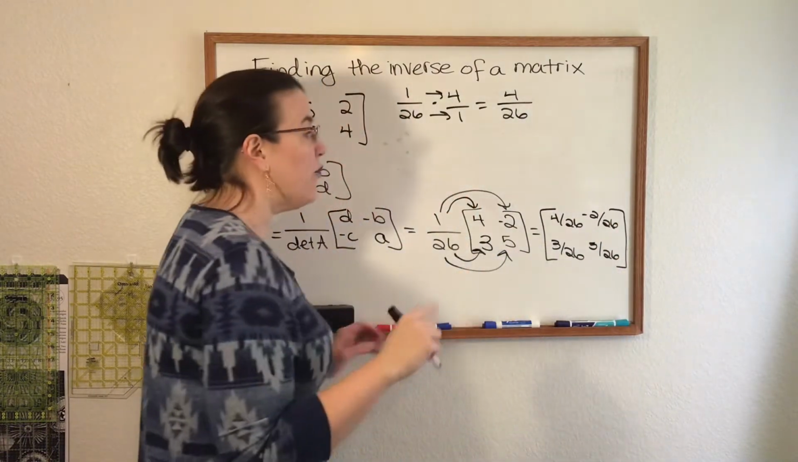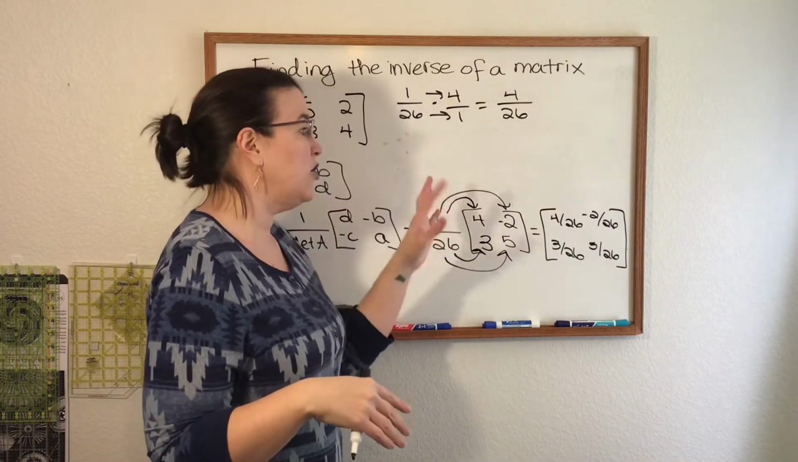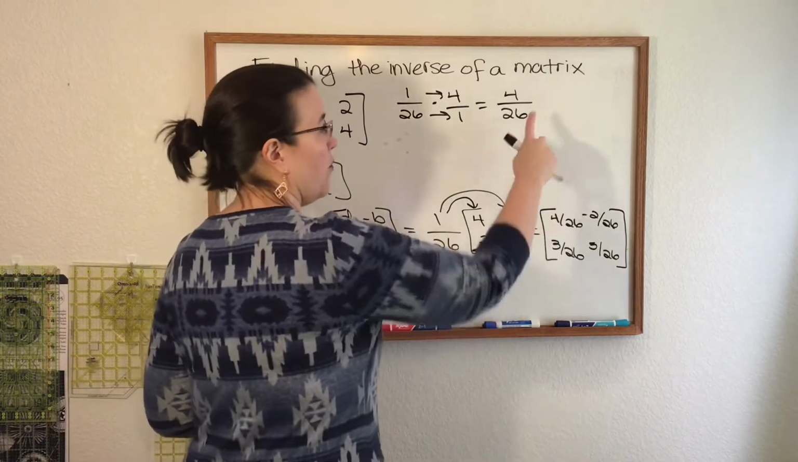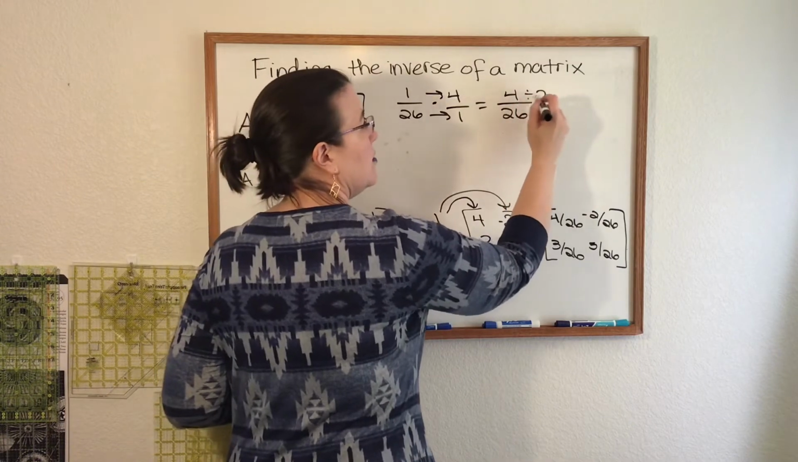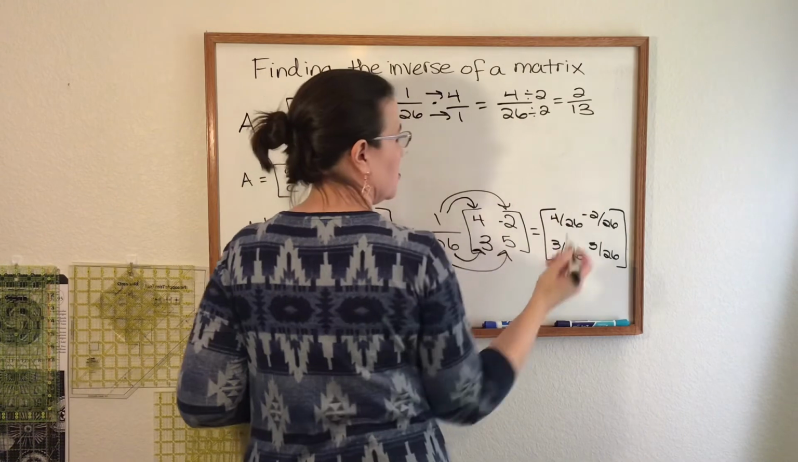Okay. Now, for the inverse, you can leave it like that, but I don't recommend it. I recommend you go ahead and reduce everything that you can. So you just want to look and see, can I make 4 over 26 any smaller? 4 over 26 could reduce by 2. So half of 4 is 2, and half of 26 is 13.